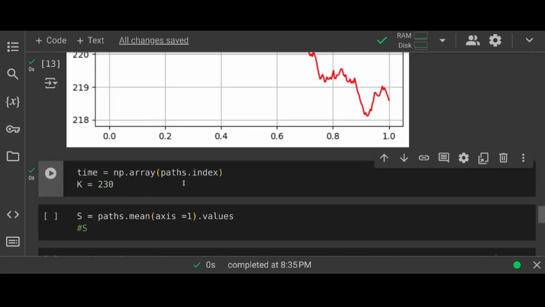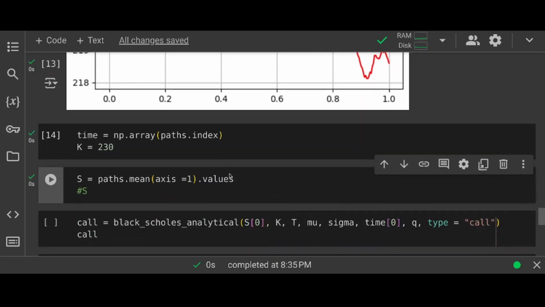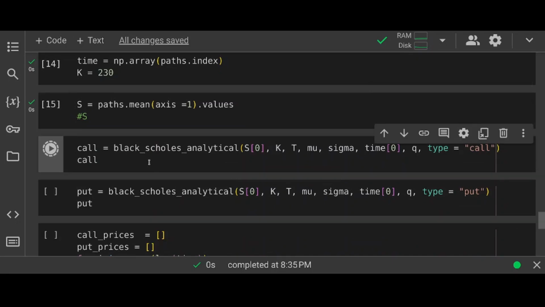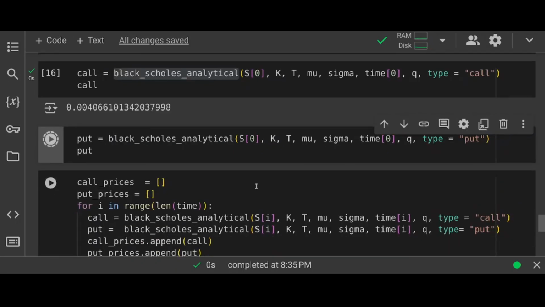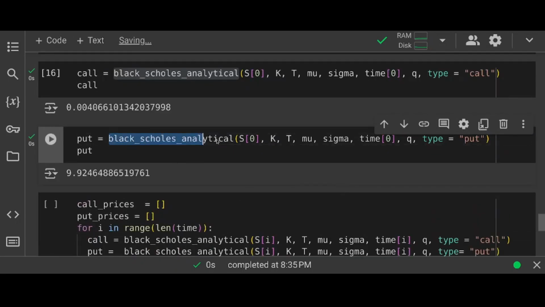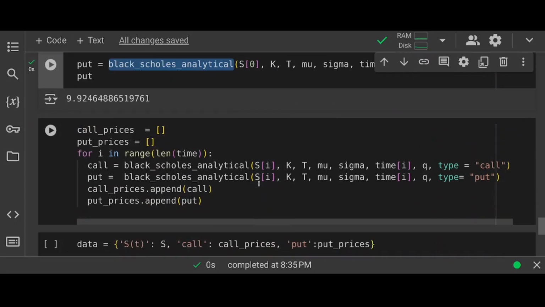Let us take here strike price 230 and price the call option by calling the Black-Scholes analytical solution. Also calculate the put option by inserting all the parameters.